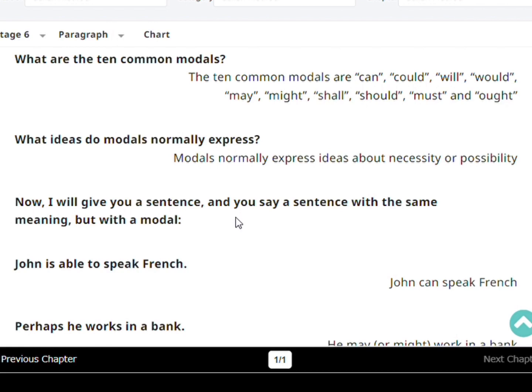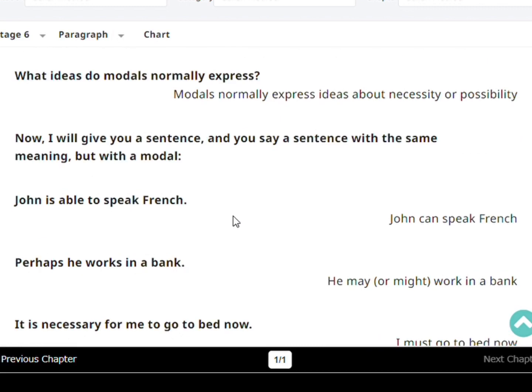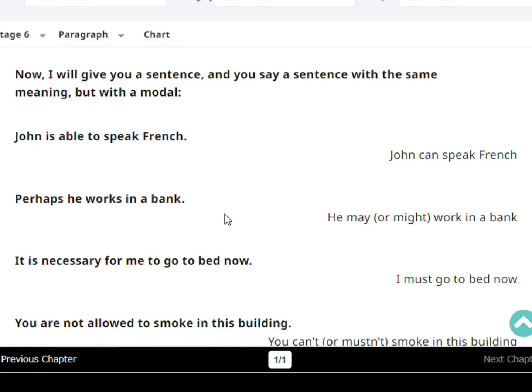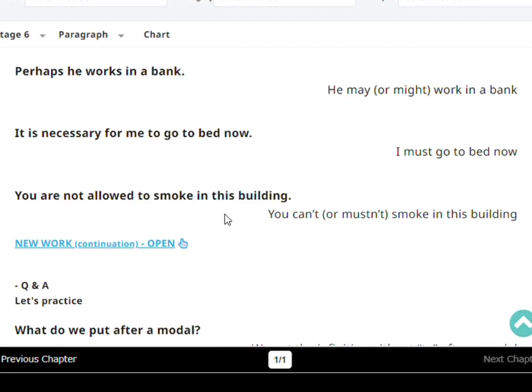meaning but with a modal, okay? Number 1. John is able to speak French. John can speak French. Perhaps he works in a bank. He may work in a bank. It is necessary for me to go to bed now. I must go to bed now. Very good.